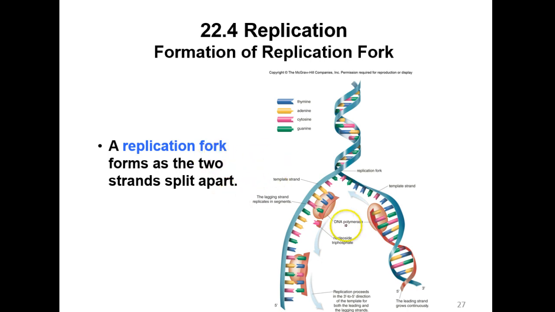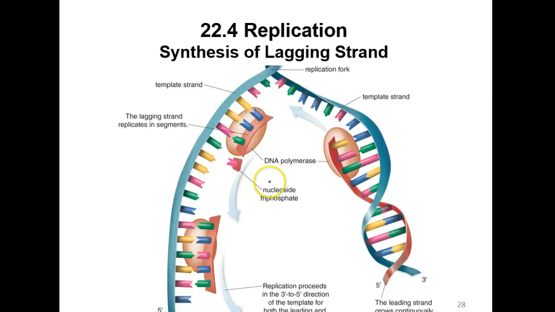It's called a replication fork because I guess it looks like a fork. It starts unwinding and it starts to get replicated as it's unwinding. So let's look at a blow up. Here you have all of the nucleotides, and here is our parent strand, and then you have an enzyme called DNA polymerase.